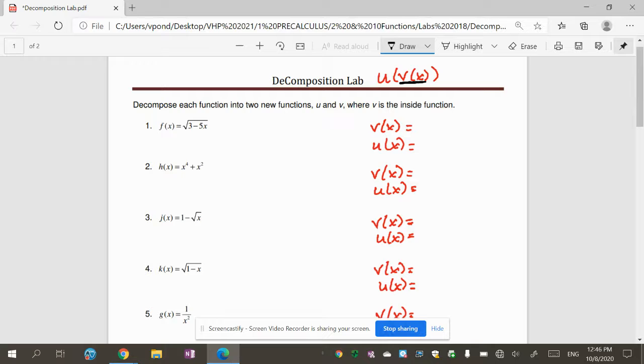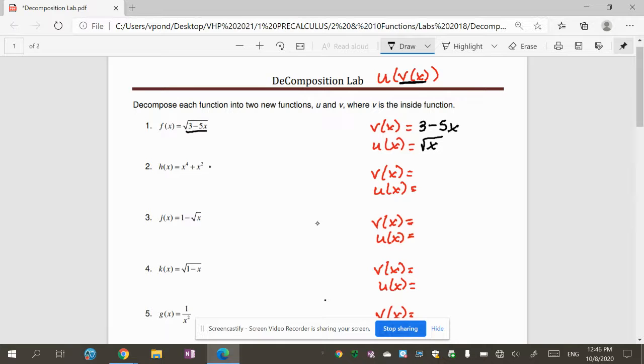So radicals are the easiest ones to start with. I said, okay, what's underneath the radical? Well, I have 3 minus 5x. Now, if that is my inside function, my outside function would have to be radical x, so that if I put 3 minus 5x in that spot, I would end up with that function.